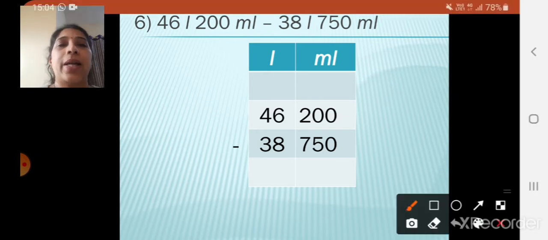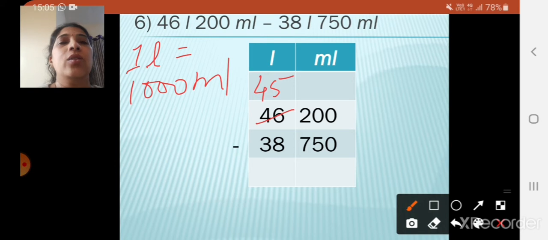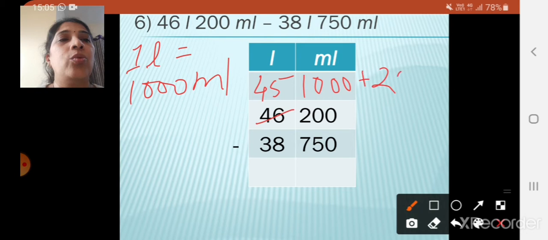Now 200 minus 750. Now 200 is smaller than 750. So what you will do? You will borrow 1 from 46. So 46 minus 1 will become 45. Right? So now 1 liter is equal to how many ml, children? It is 1000 ml. Right? So what you will do? You will write 1000 plus 200. So how much you get? 1200. Right? Now 0 minus 0 is 0.